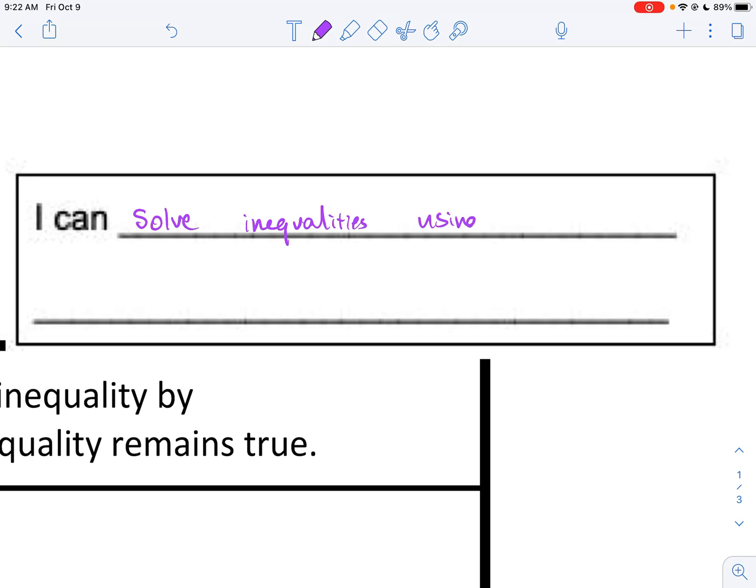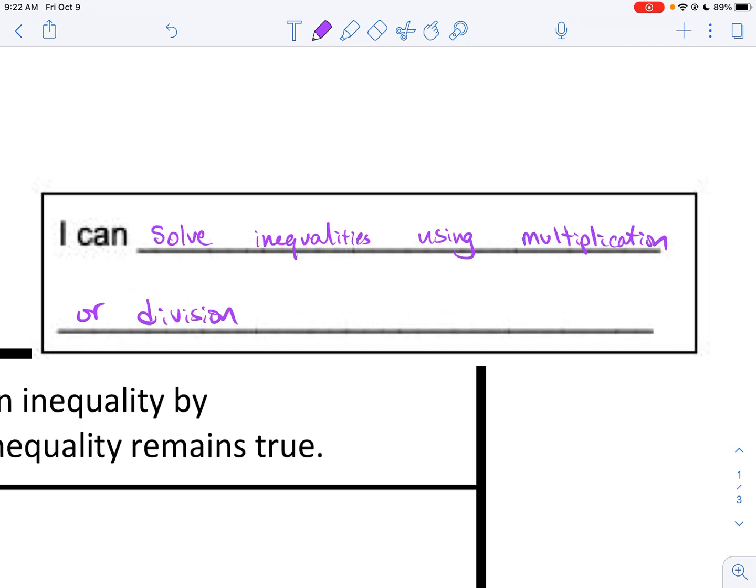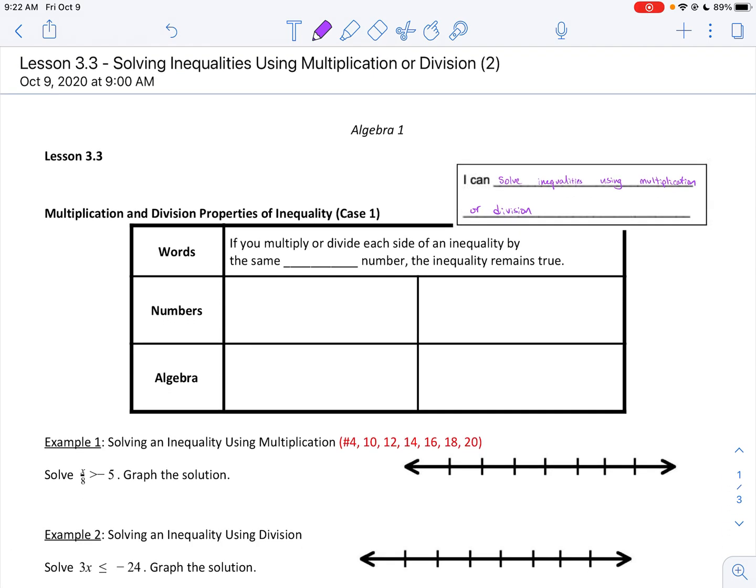using multiplication or division. Okay, so multiplication, division, properties of inequality. Case 1, there are two cases here.